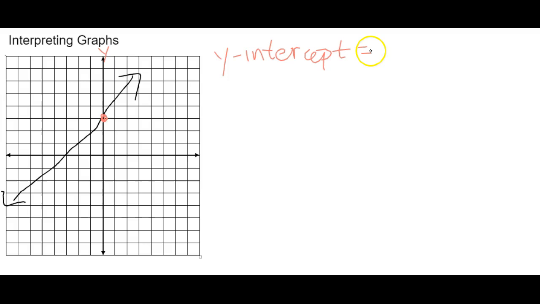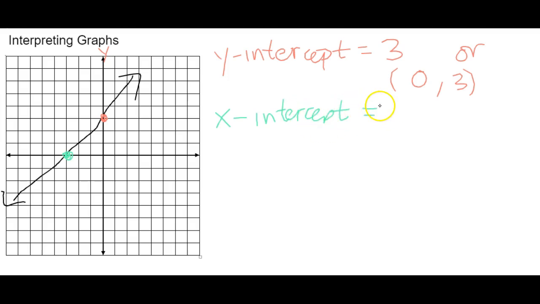So this one would have a y-intercept at 3, or you could name it by the actual coordinate (0, 3). Where it crosses the x-axis is the x-intercept. So it has an x-intercept of -3, or its coordinate would be (-3, 0). This x-intercept can also be called a zero of the function. The x-intercept is a little more special than the y-intercept, so it gets a second name of being a zero.